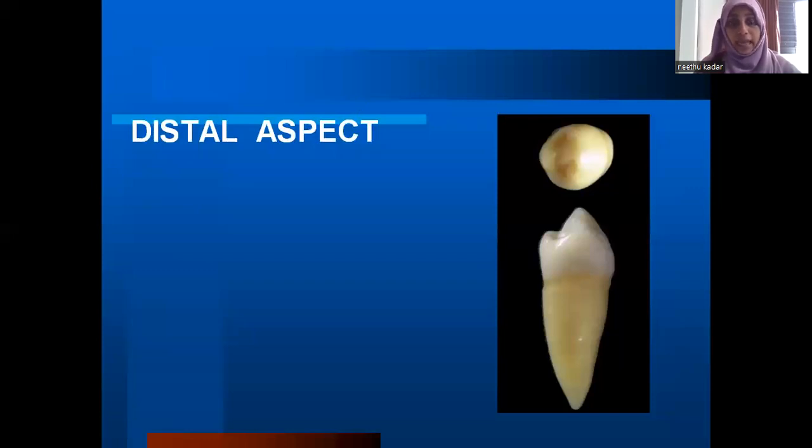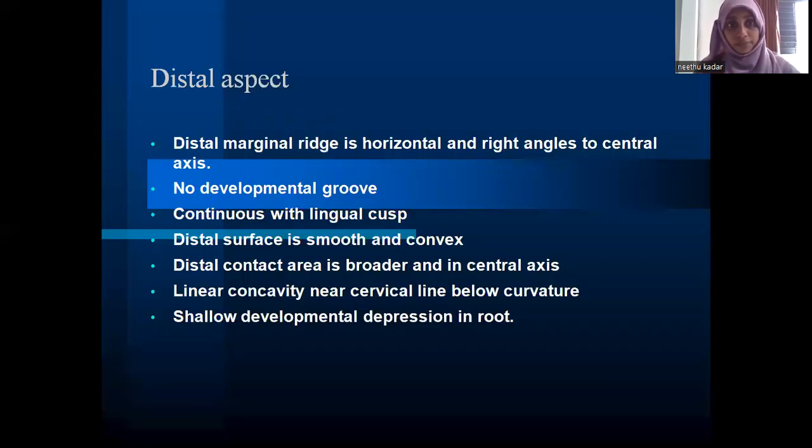Next is the distal aspect. The distal marginal ridge is horizontally placed, at a right angle to the central axis. There is no developmental groove. It is continuous with the lingual cusp, and the surface is smooth and convex. The distal contact area is broader and is in the central axis. There is a linear concavity near the cervical line.